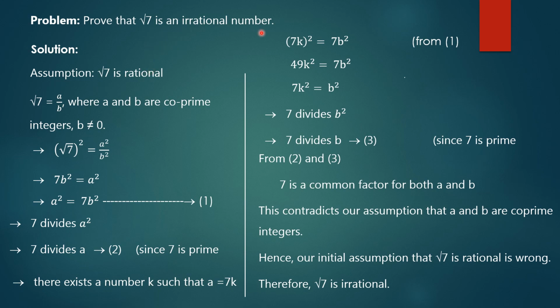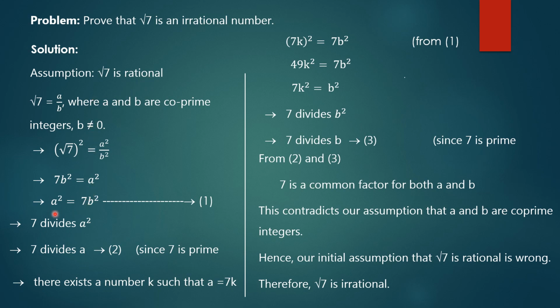Root 7 is an irrational number. For this, the opposite is: root 7 is not an irrational number. Not irrational means rational only. Therefore, our assumption is root 7 is rational. From this, by using the definition of a rational number, we will get this one.